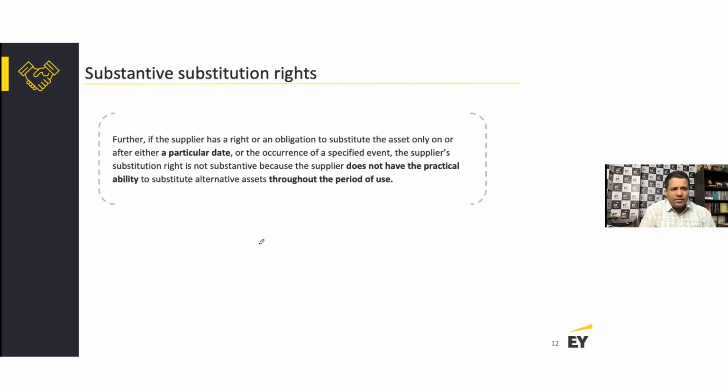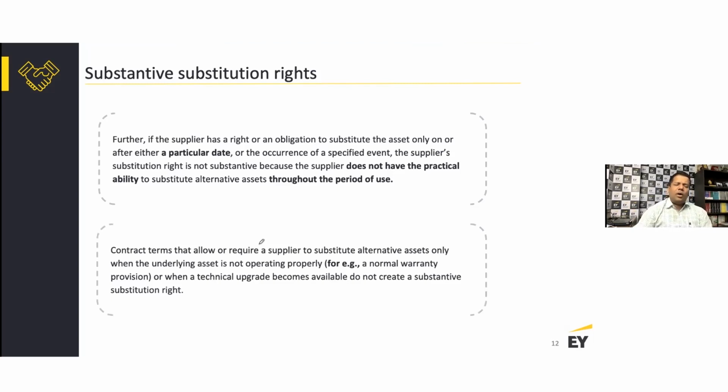not considered to be substantive. That means then it is a lease arrangement, which you need to look at and consider appropriately. Now, a contract term that allows or requires a supplier to substitute alternative assets only when the underlying asset is not operating, for XYZ reason, maybe there's a defect, maybe there's an accident, maybe there's damage, maybe some other factors, or when a technical upgrade becomes available, does not create a substantive right. So that's not substantive, because I will not do it otherwise, right?